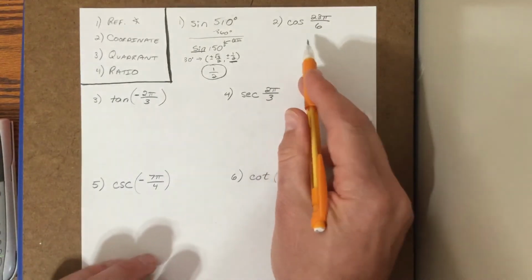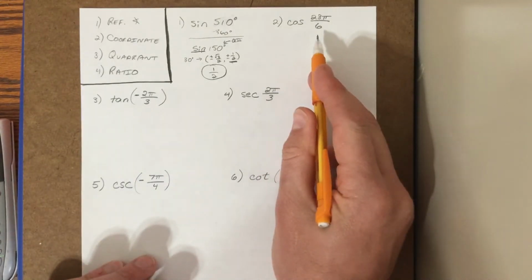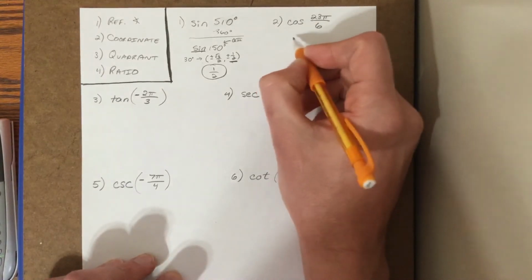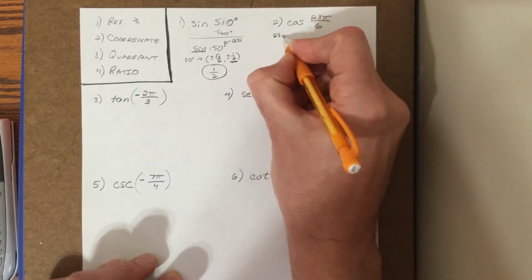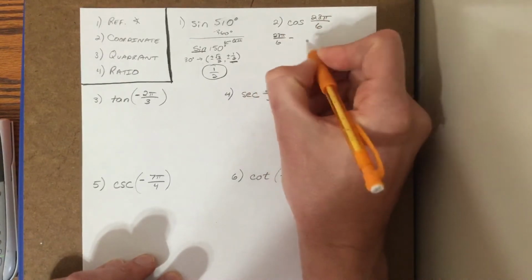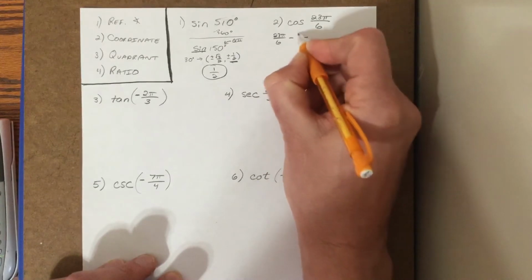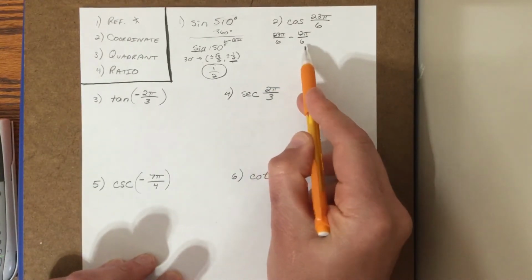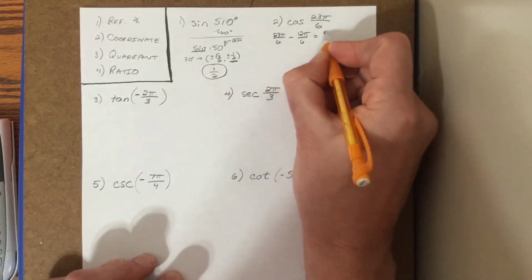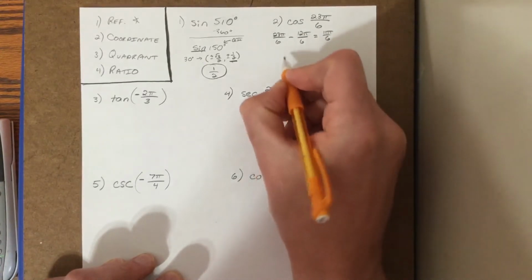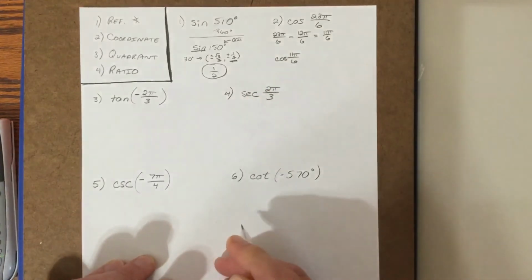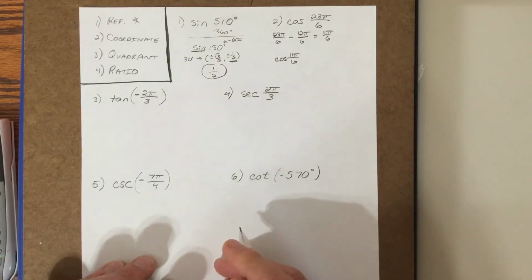Second one, the cosine of 23 pi over 6. Again, 23 pi over 6 is not between 0 and 2 pi. So we can work with that by subtracting 2 pi. If we do 23 pi over 6 minus 2 pi, with a denominator of 6 that is 12 pi over 6. 12 pi over 6 would reduce to 2 pi. So this will become 11 pi over 6. So it just becomes easier for us to identify what to use here. We're just going to find the cosine of 11 pi over 6.